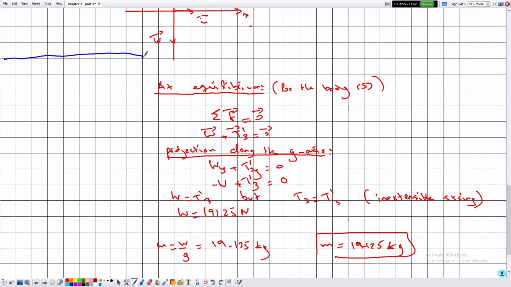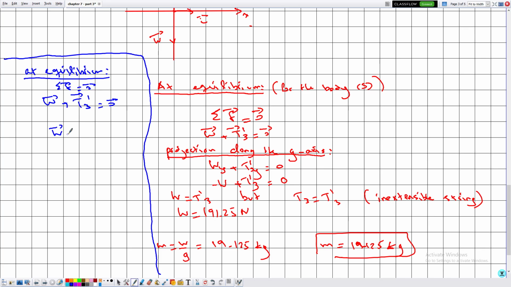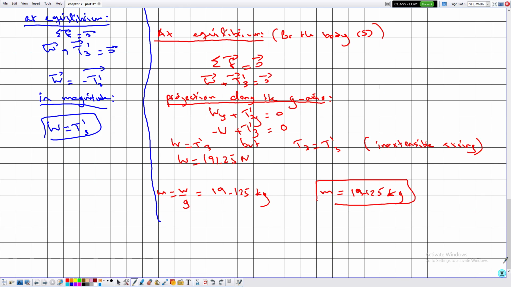Okay, now let me make the following note. This can be done using another method. Instead of solving and projecting, we can say that because at equilibrium we have W plus T3 vector is equal to 0 vector. Here for sure the sum of forces is equal to 0. Dragging the T3 prime vector to the right-hand side, it will be minus T3 prime. Because this equation only consists of two vectors, there is no need to project, and we can directly say in magnitude that W is equal to T prime 3 without using vector projections.